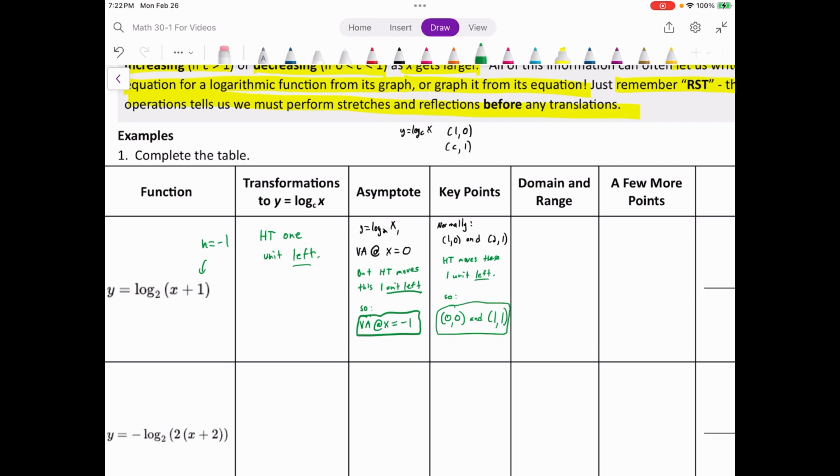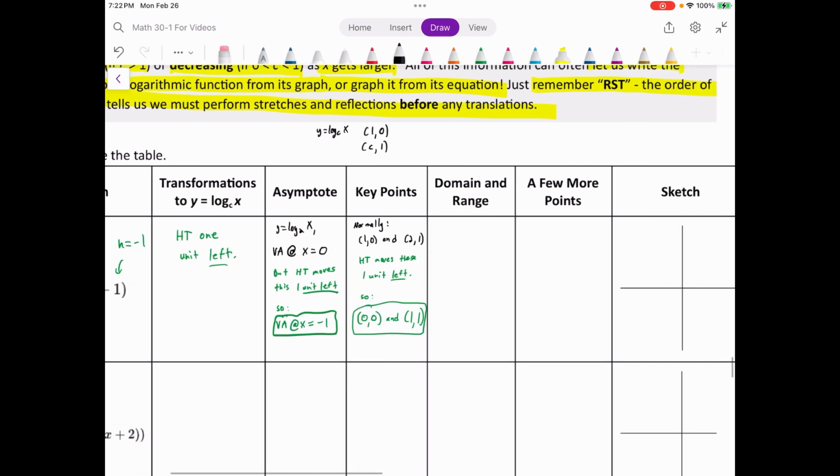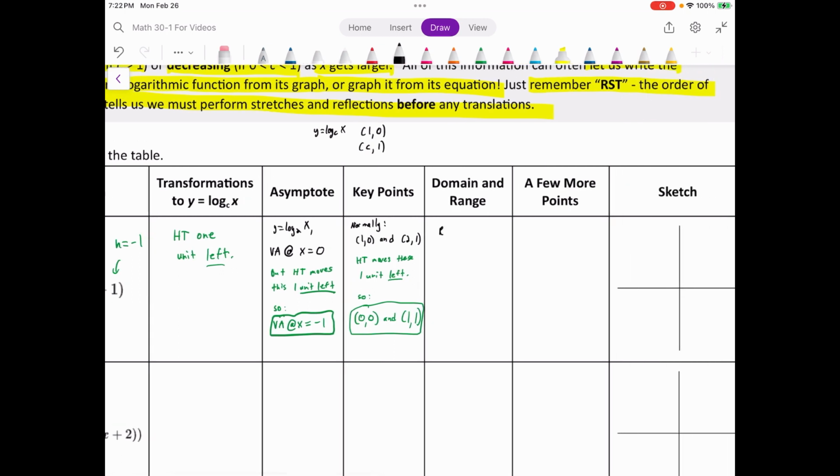All right, domain and range. Well, again, remember, this is really just saying the same thing as this. So are there any restrictions on what y can be? No, right? y can be any exponent. We can put anything in as an exponent. So range will be the set of all y's such that y is a real number. Just like the domain for an exponential function was the set of all x's such that x could be any real number.